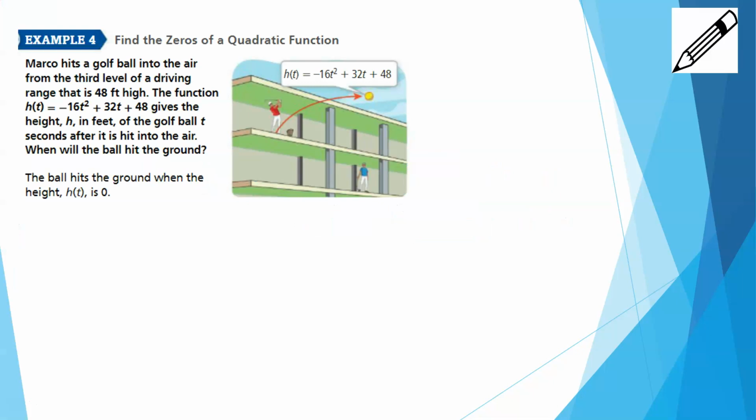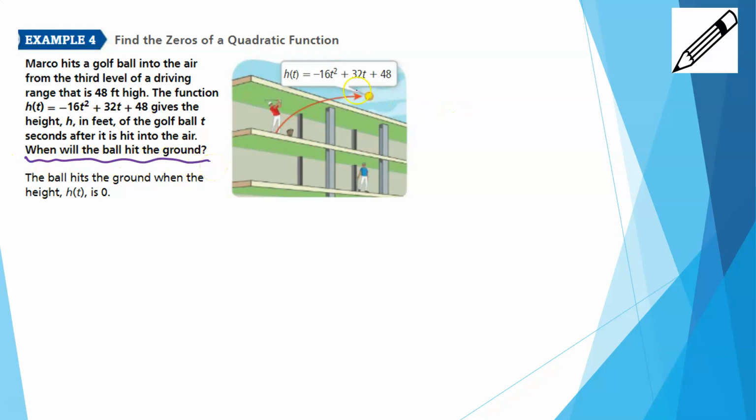It says find the zeros of a quadratic function, but more importantly, it's a word problem. So it says Marco hits a golf ball into the air from the third level of a driving range that is 48 feet high. The function h of t equals negative 16t squared plus 32t plus 48 gives the height h in feet of the golf ball t seconds after it's hit into the air. Ultimately, they want us to figure out when will the golf ball hit the ground.